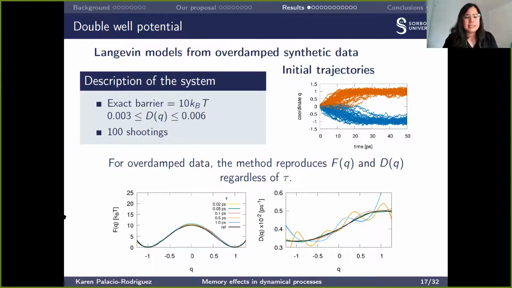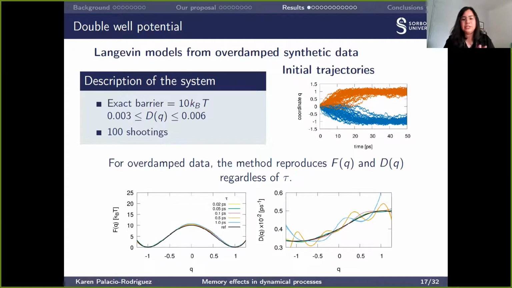For this system, we have a barrier of a few kBT, and we start with 100 shootings from the barrier top. In the bottom, you have the reference free energy profile, so the exact results, and also the reference diffusion profile in black. You see that regardless of tau, regardless of the time resolution, that is the colored lines, which are the optimized models for different time resolutions, we obtain an almost perfect free energy profile. However, with D, we see that if we increase tau, the accuracy of D decreases.